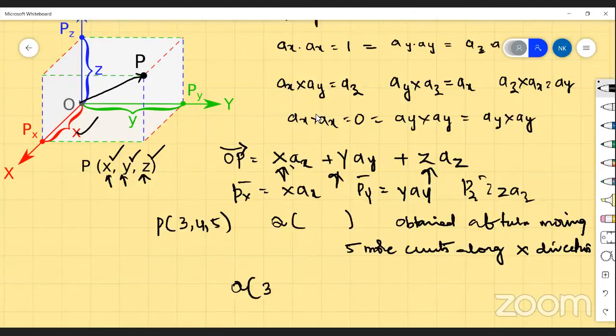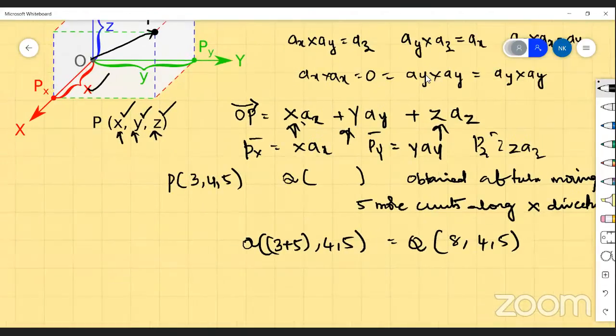The point Q will be, you can independently add, no? 3 plus 5, because independent of each other, comma 4 comma 5. So what is the point here? 8 comma 4 comma 5, as simple as that. That is the beauty of it. They are independent. If something is moving along x direction, y direction, or z direction, in a particular direction, you can add and get the point. So this is the concept of Cartesian coordinate system.